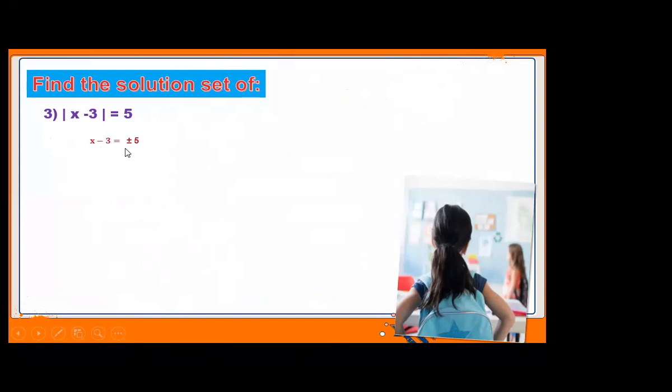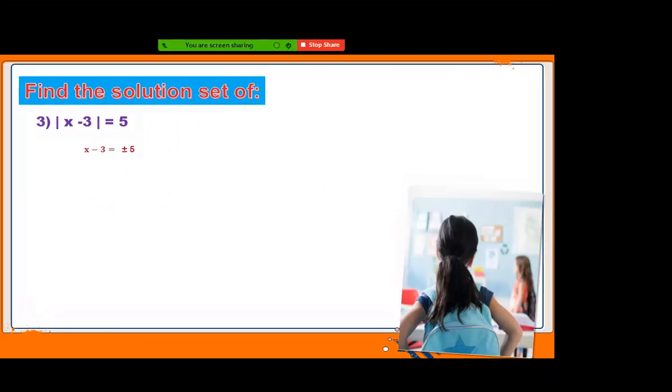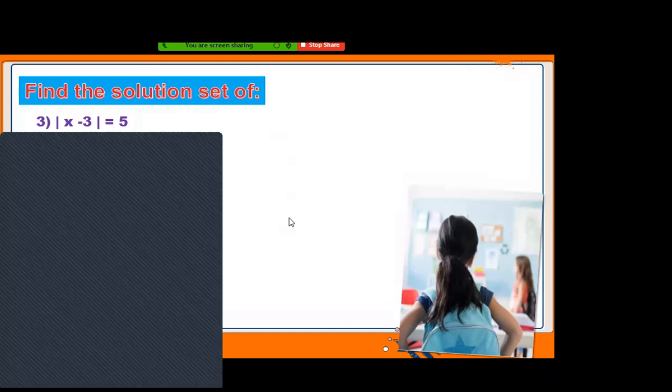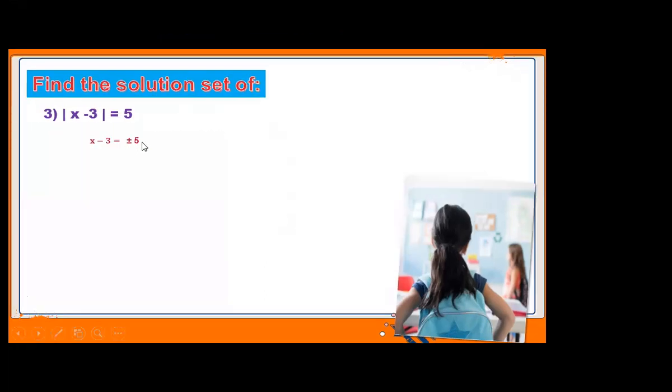Here we get plus minus 5. Is it clear? When we remove the mod, when there is nothing written outside the mod on the left hand side, we have to remove the mod. We get x minus 3 is equal to plus and minus 5.